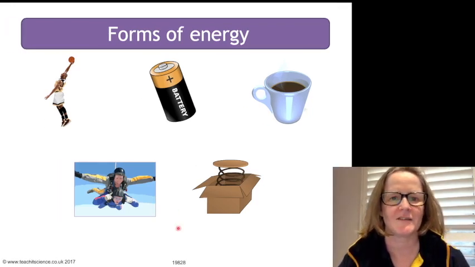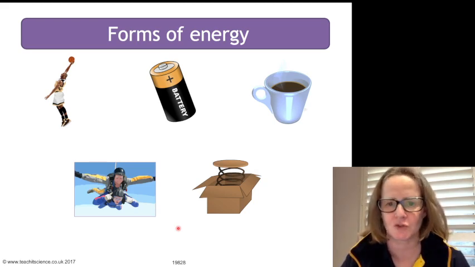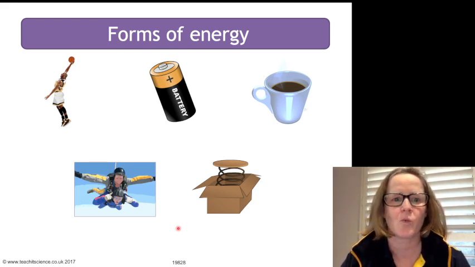Let's consider different forms of energy. Now, energy is the ability of an object to do work, and the units of energy are joules, or sometimes kilojoules. Energy can transform from one form to another, and when that's happening, work is being done. So let's have a look at these different forms of energy represented by these pictures.